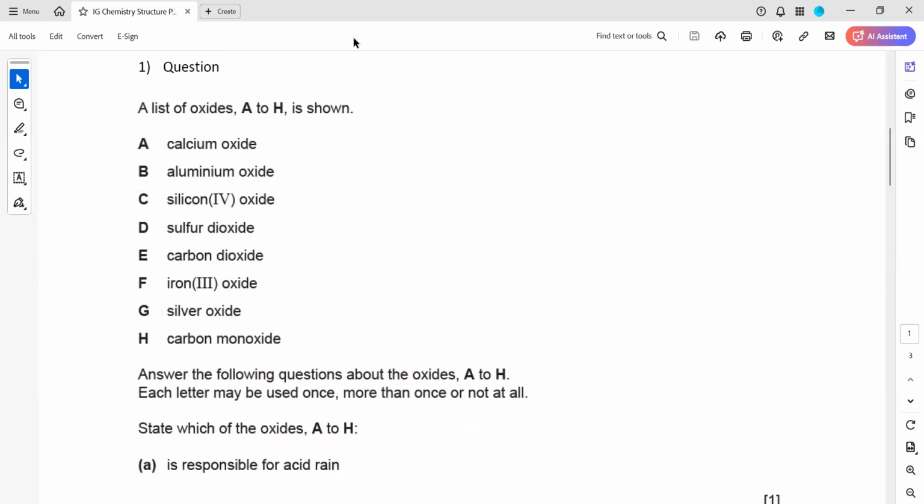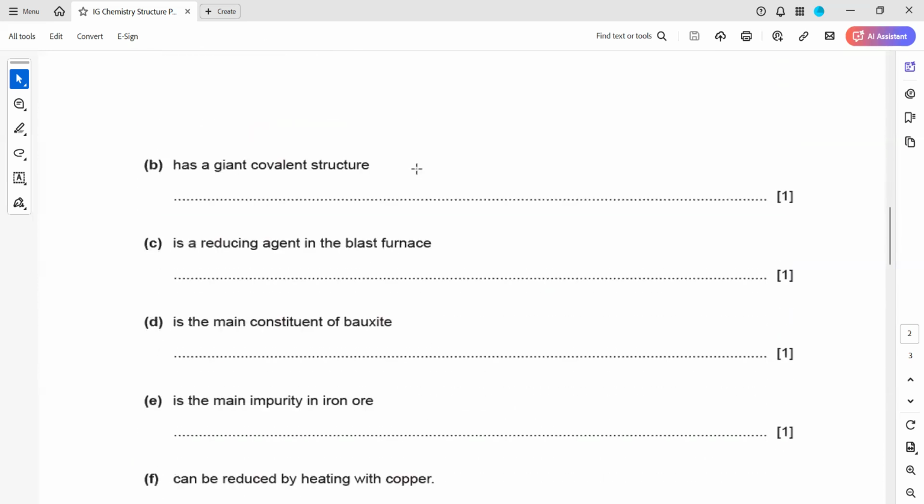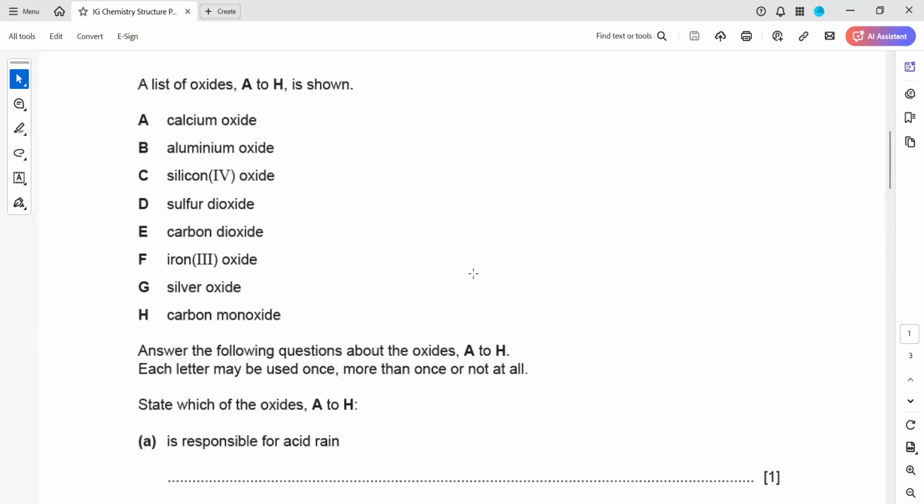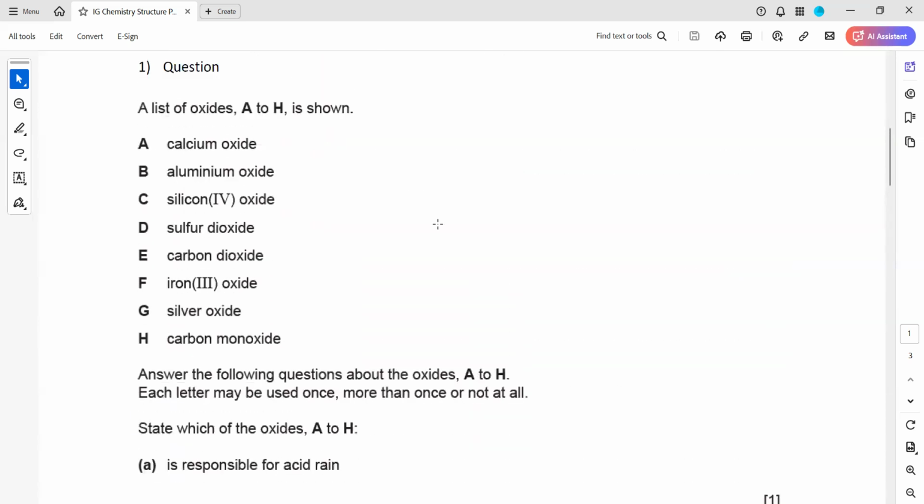I have recorded the previous parts as well, so you can check the remaining. The last one: can be reduced by heating with copper. This means that when we react this metal oxide with copper, it can be reduced. So how will we know? The oxide should be less reactive than copper.